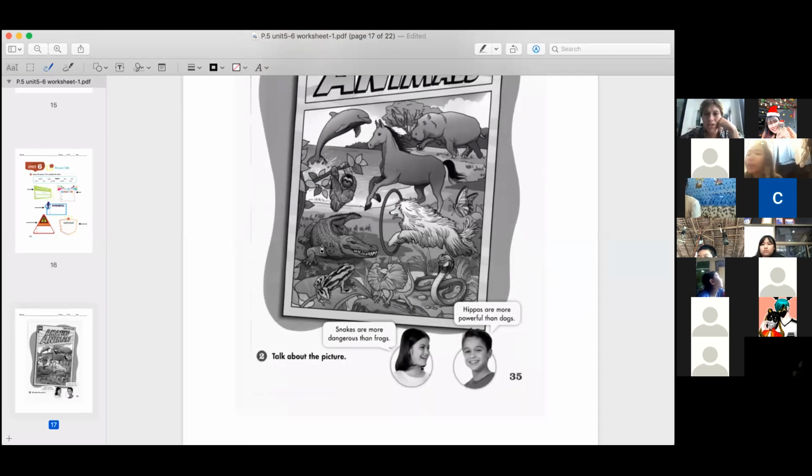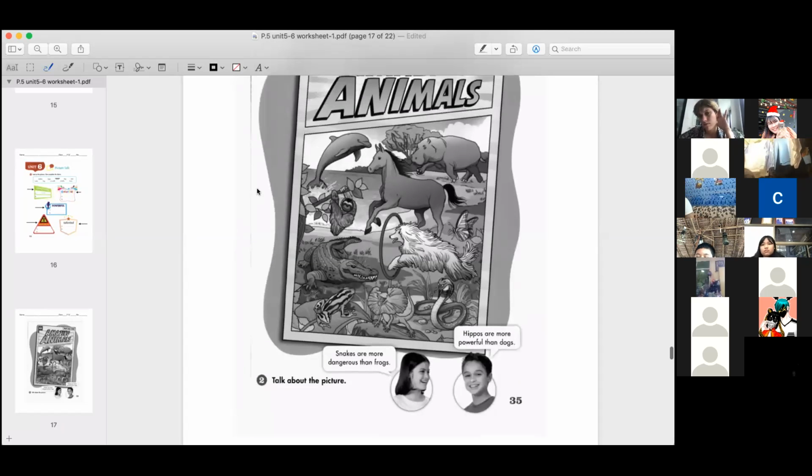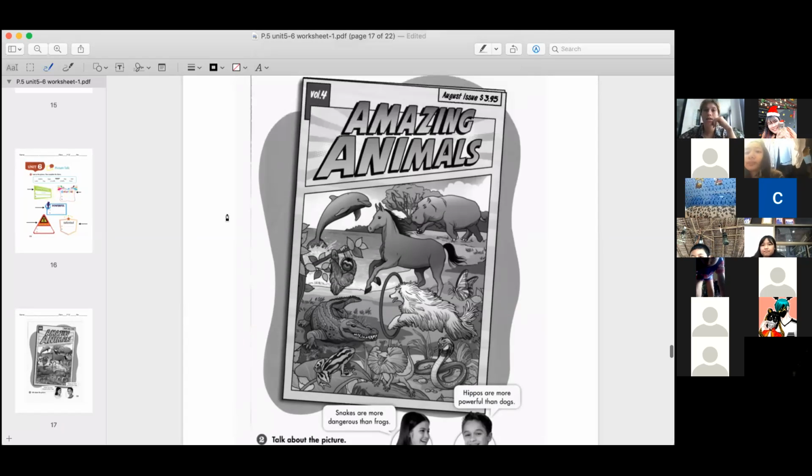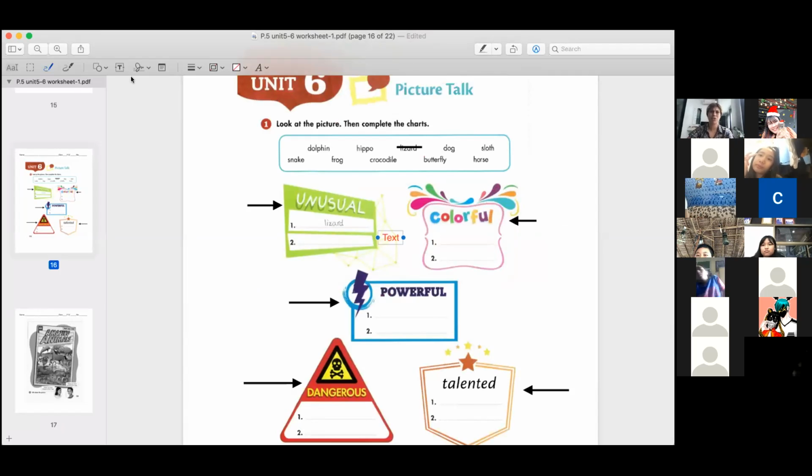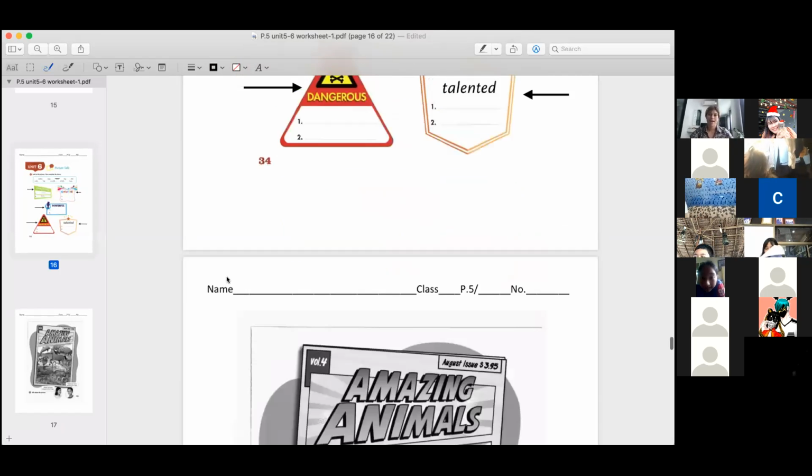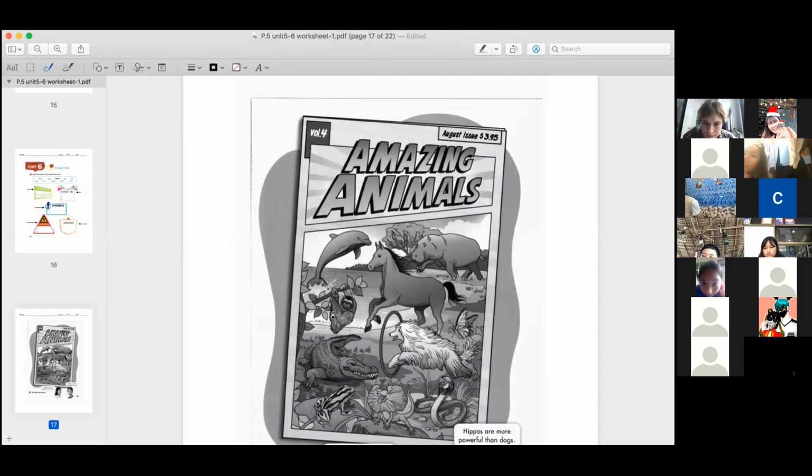What other animal looks unusual? We have a dolphin, a hippo, a sloth, a horse, a crocodile, a dog, a butterfly, a frog, a lizard, and a snake. Which one do you think is unusual? A sloth. I agree. I think a sloth is very unusual because they move so slow and they have three big toes. They hang upside down. So unusual.